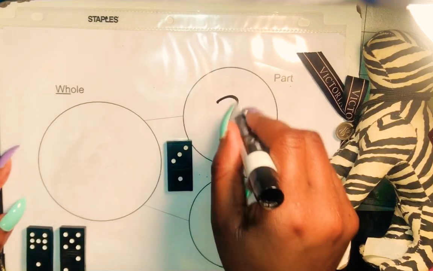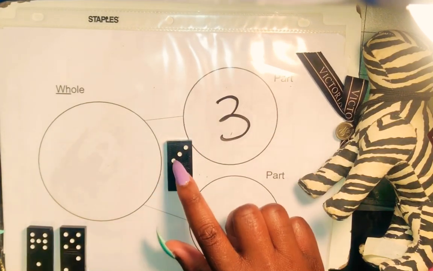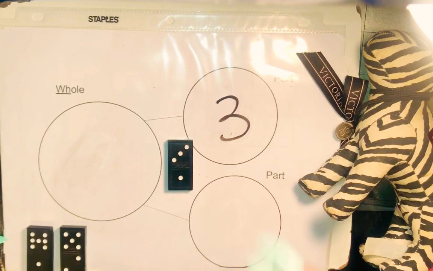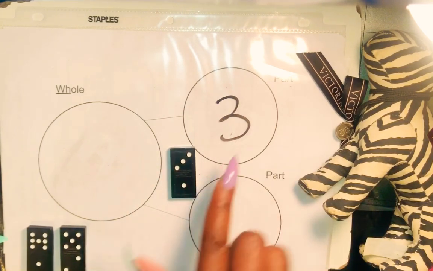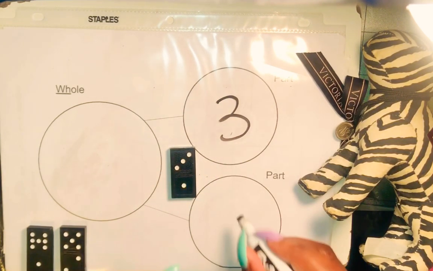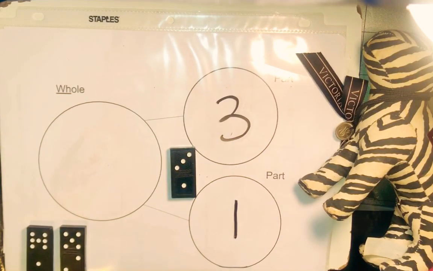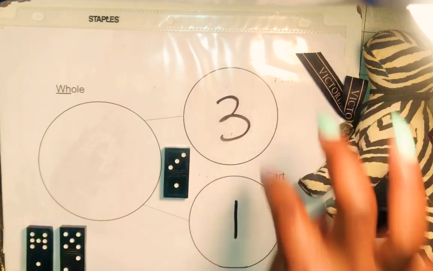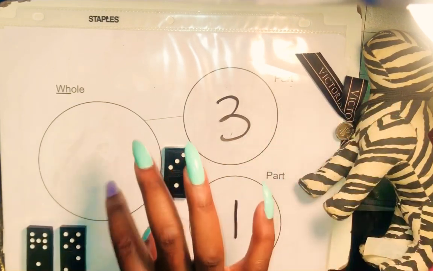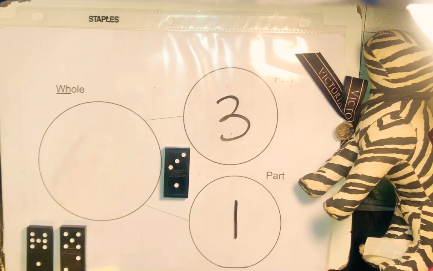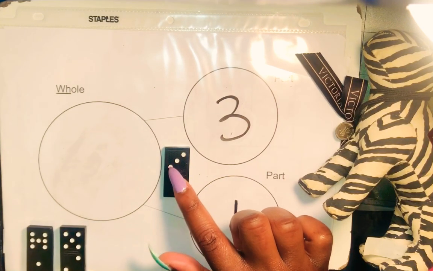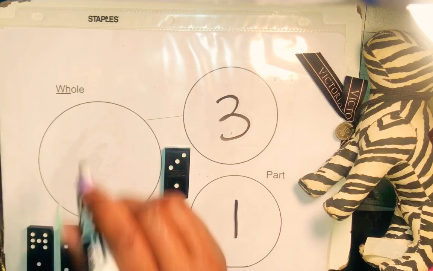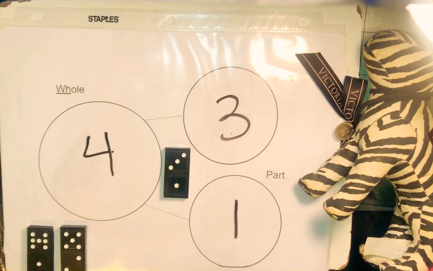If you said to put a 3 in the part, you were right because 1, 2, 3 is in the top half. That's one of our numbers. That's our part. So 3 is in the part. If you said to put a 1 here, you were right because 1 is the other section of our part. So now we need to think, what is our two parts? Part plus part equals whole. So what do we know about 3 and 1? 3 plus 1 equals 4. And we could check that by counting our domino pieces. 1, 2, 3, 4. 3 and 1 equals 4.